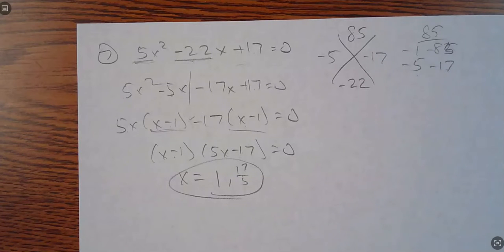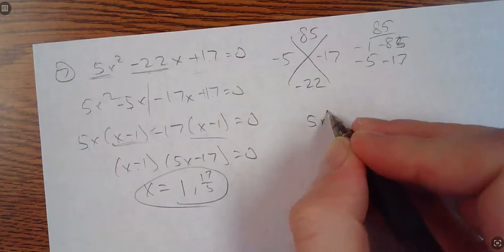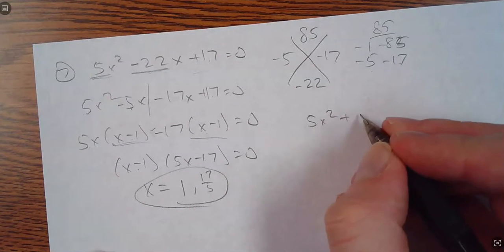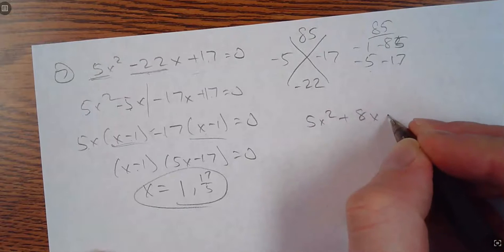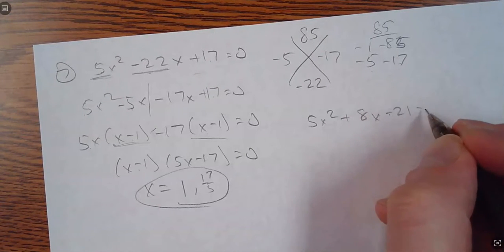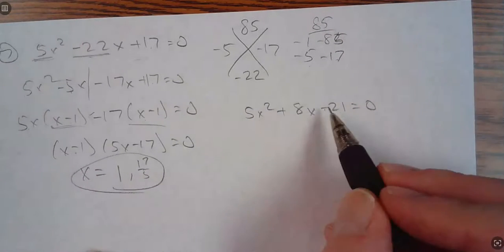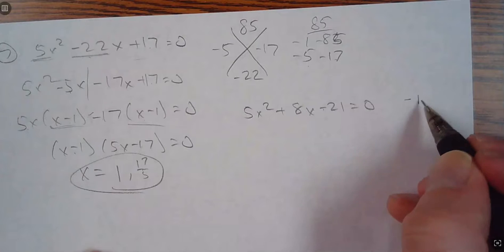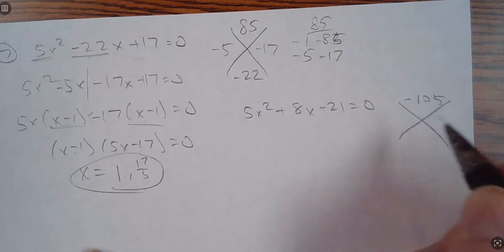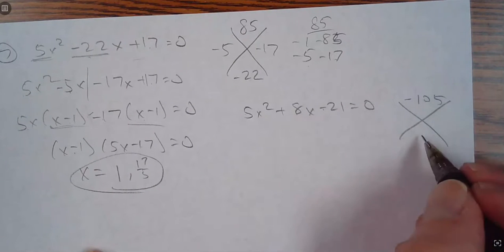Does anybody have one that they're really stuck on? The function, they just can't figure out how to factor it? What you got, Dale? Plus 8x, and then equals 21, so I'll do minus 21 equals 0. So I bring that over. So on this one, I'm going to take 5 times negative 21. So I got negative 105. And then this is 8.